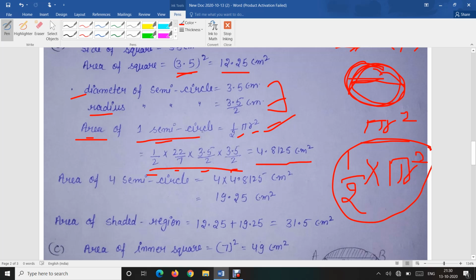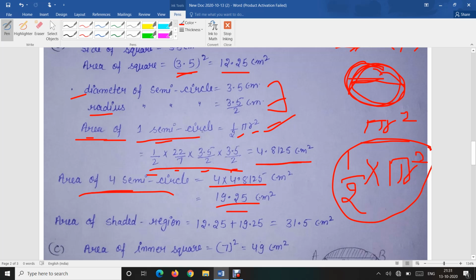On solving this, we get 4.8125 centimeter square. That means the area of one semicircle is 4.8125 centimeter square. But there are 4 semicircles, so we have to find the area of 4 semicircles. If the area of one semicircle is 4.8125 centimeter square, then obviously we need to multiply it by 4. So the area of 4 semicircles is 4 multiplied by 4.8125, and on multiplying we get 19.25 centimeter square.